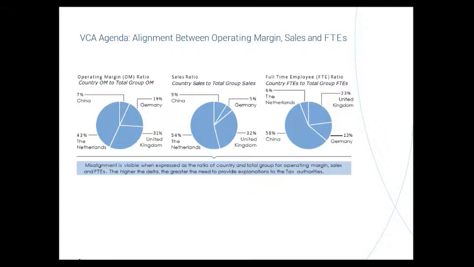Yeah, so you mentioned in the blue box, the higher the delta, the greater the need to provide explanations to the tax authorities, which in our view is something you would take up in your master file. It's like the saying, comply or explain. Exactly. So it doesn't mean that a misalignment is a reason for a correction or an audit. You have to be able to explain why this apparent misalignment takes place, and if you have good reasons, then this will be sufficient to substantiate your, in this case, your CBC report, for example.